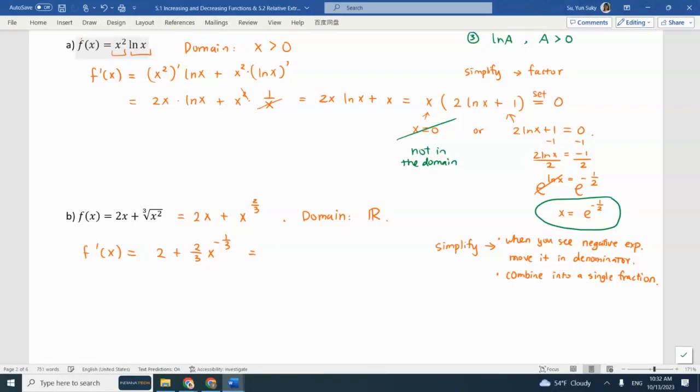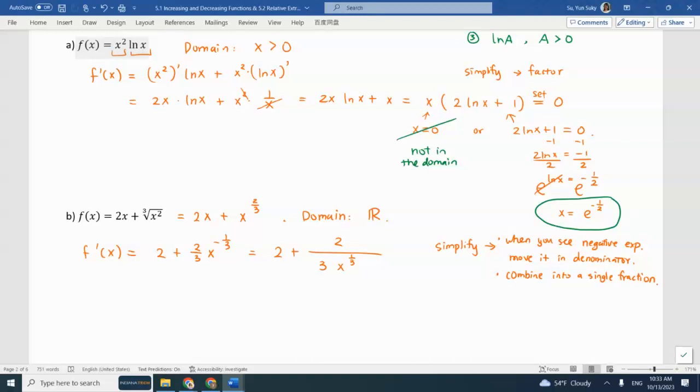So you have 2 plus 2/3, with the 3 downstairs, and x to the 1/3. Because the exponent is negative, if you move it down, it becomes x to the 1/3. We move it down, and you can leave it as the exponent 1/3. You don't have to change to cube root. Actually, I prefer the exponent expression to the cube root.